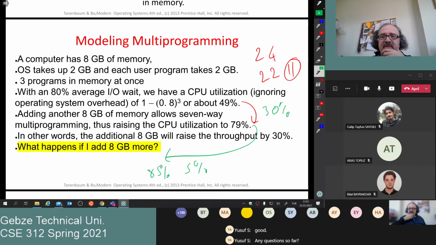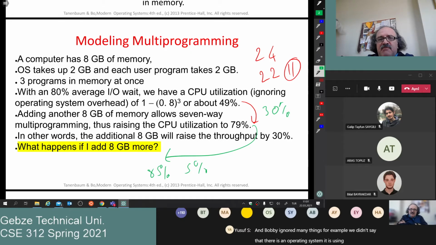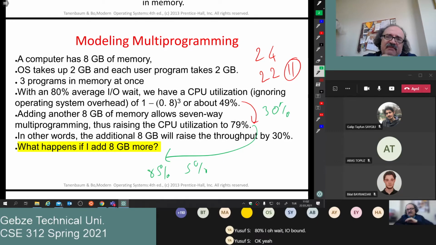So this is a simple mathematical analysis of the CPU utilization, but we ignored many things. For example, we didn't say that there is an operating system using the CPU and there is the switch time, etc. And we assumed that all the processes are the same. Not all of them are the same. You may not assume that each process is going to be 80% IO bound. But still it is better than nothing. We can use this kind of analysis to make a decision on how much memory we need for our computer.